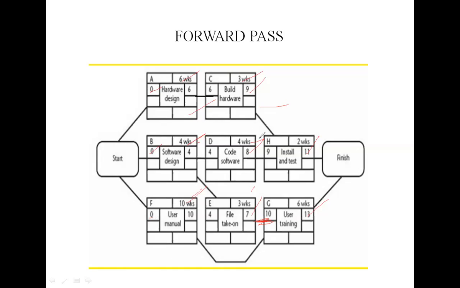Okay, so the project will be complete when both activities H and G have been completed. Both H and G completed when the project is completed. The earliest project completion date will be 13 weeks. After 11 weeks H is completed, after 13 weeks G is completed, then overall finishing of the project is 13 weeks.